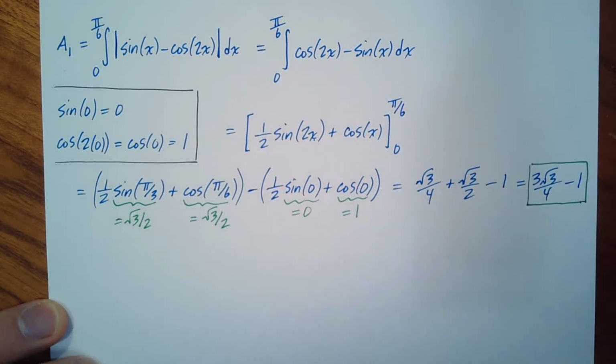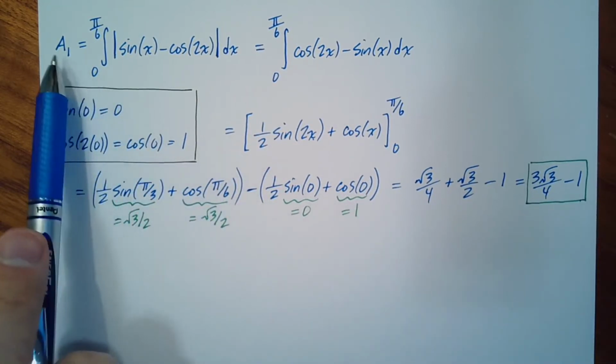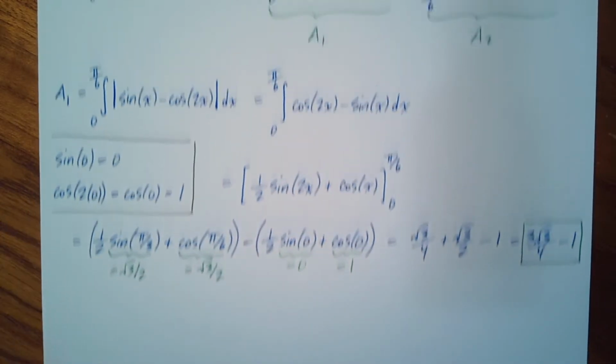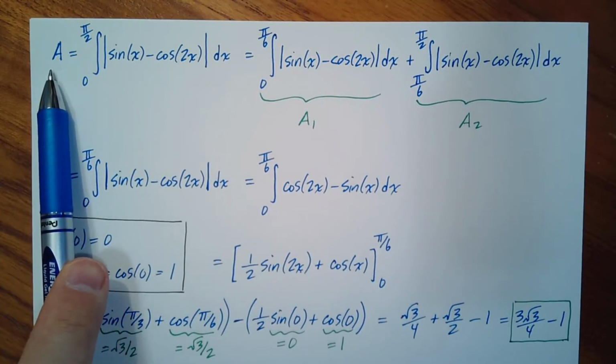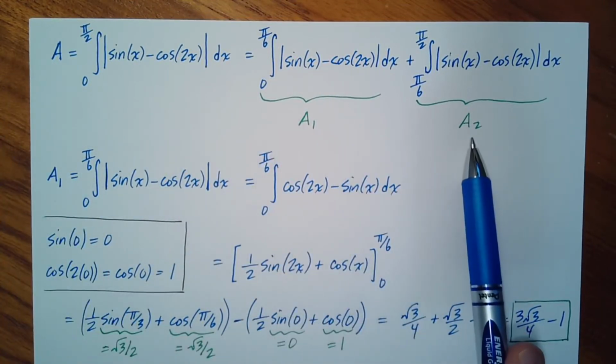So I'll just put a box around that value so it's easier to spot later when we're looking back over the work. That's an important value. That's what we get for A1. So back to what we were doing here. Our total area that we're trying to find is given by A1 plus A2. We just need to find A2 now.